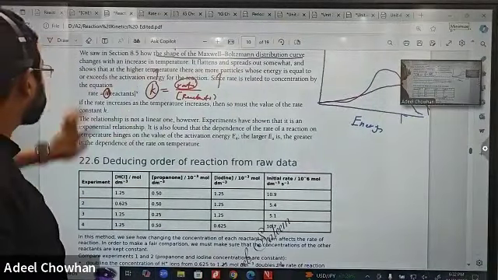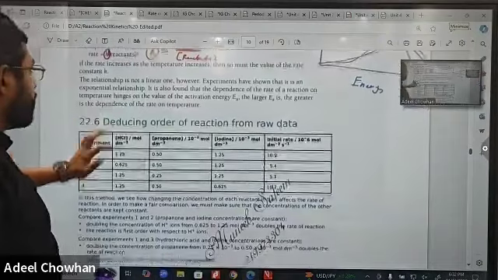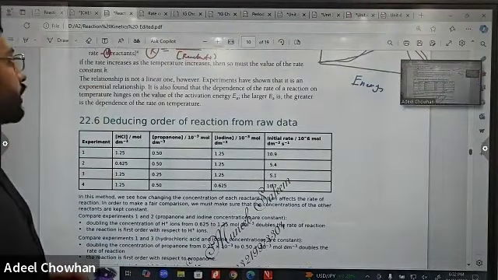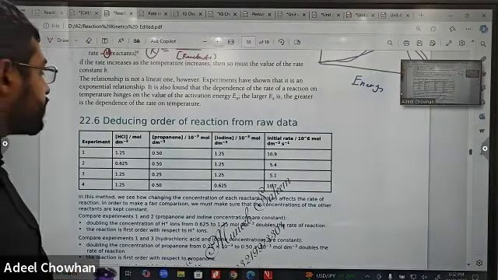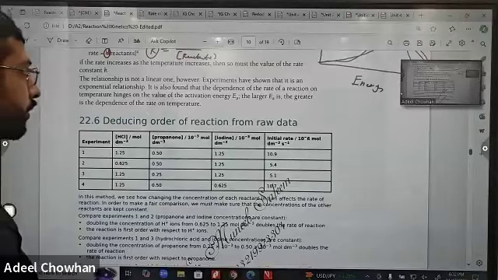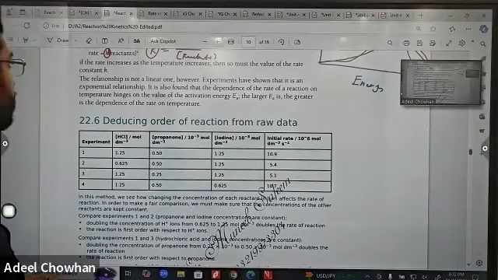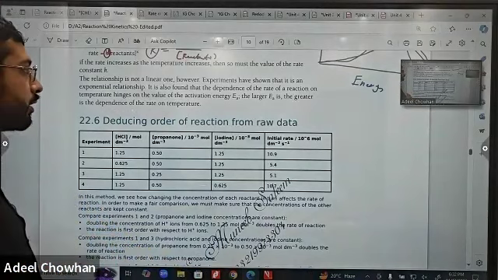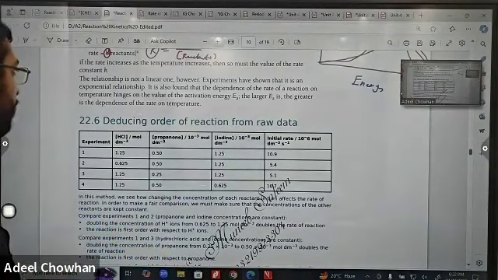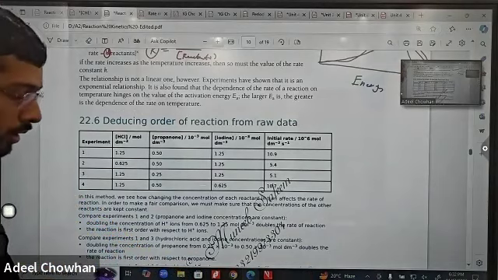Now, the relationship is not a linear one. However, experiments have shown that it is an exponential relationship. It is also found that the dependence of the rate of the reaction on the temperature hinges on the value of the activation energy. The larger Ea is, the greater the dependence of the rate on the temperature.